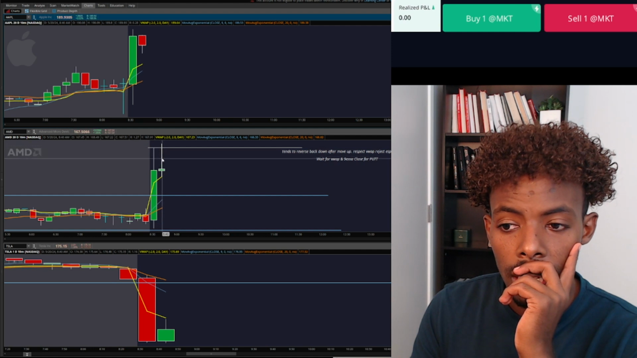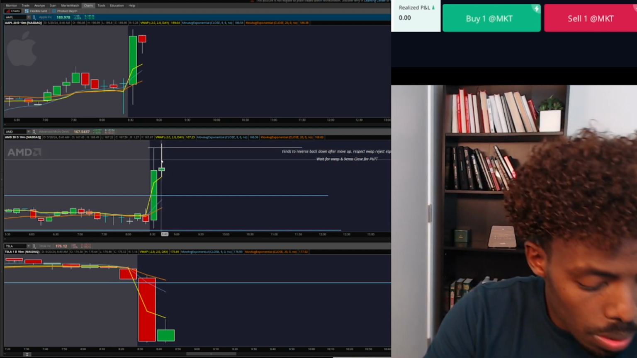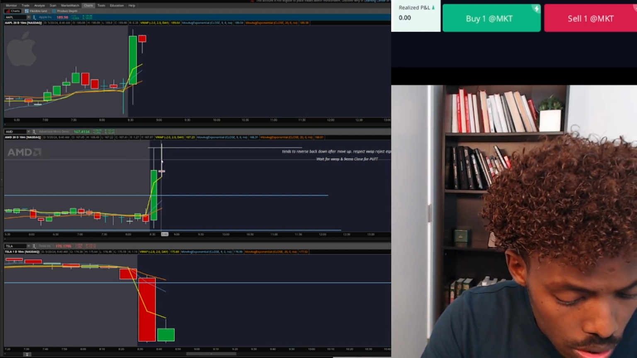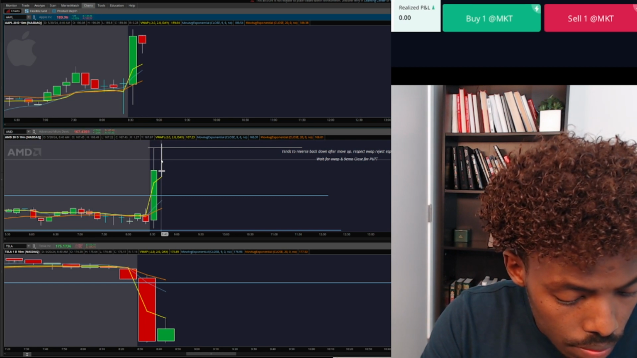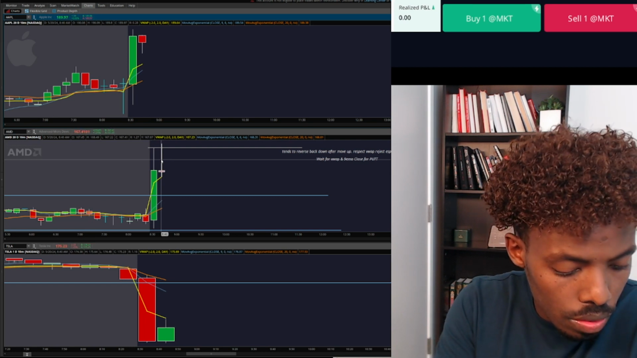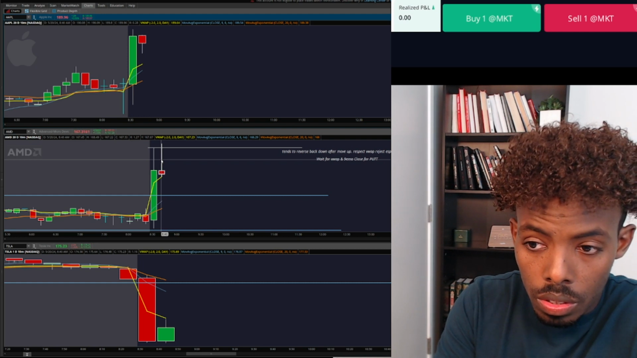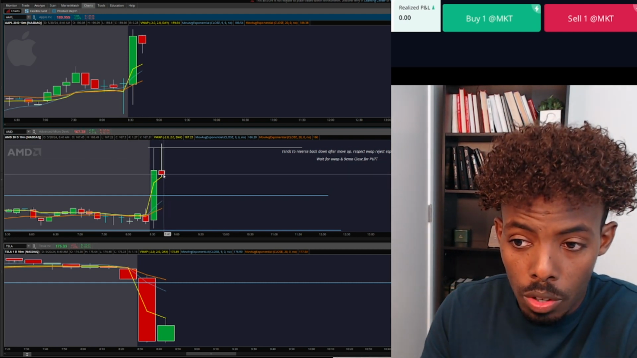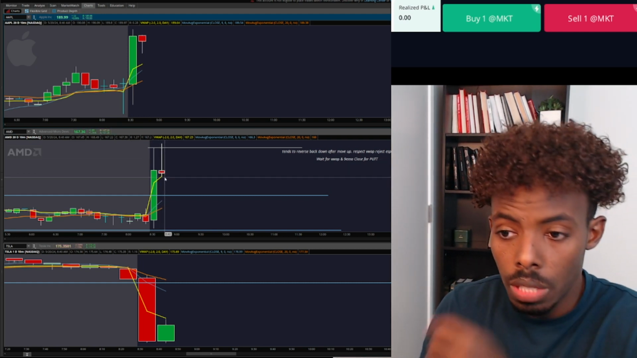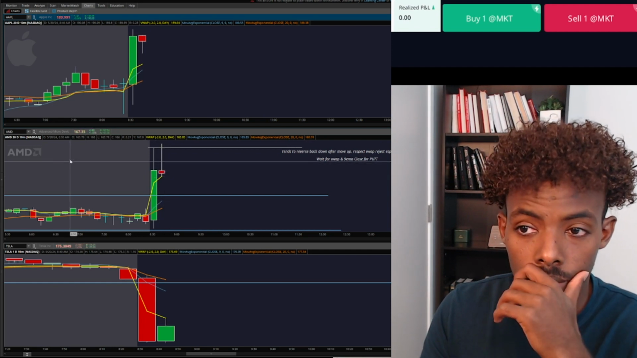It's a very, very tight push down here. Here we go. Okay, so here we go. Could this be that reversal we were talking about? We will see what happens here for AMD.